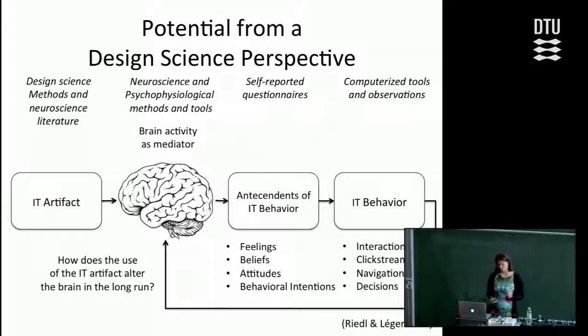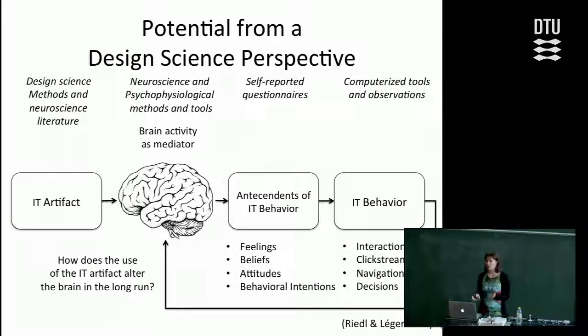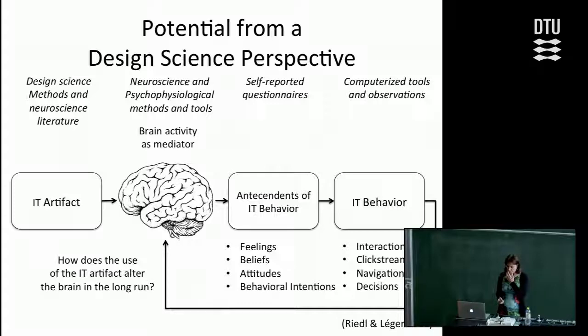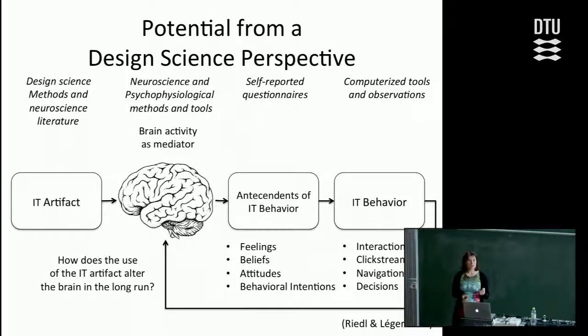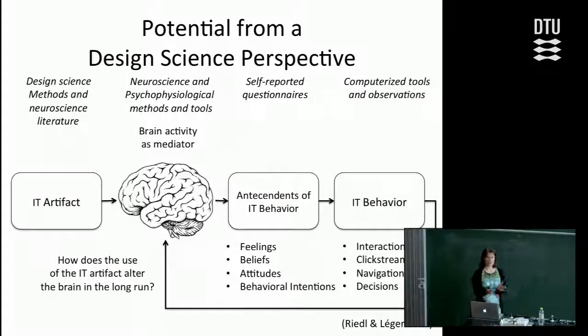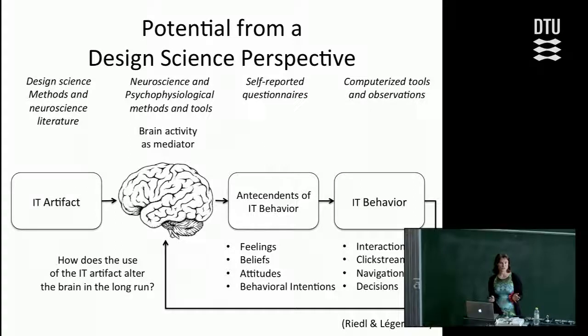So on the one hand, when you're building an IT artifact, a system or a model, you can use neuroscience literature to guide your design decisions. Every engineer knows that there are tons of design decisions on the way, and for many of those design decisions, neuroscience literature can help to make that decision. Then there is the possibility of using brain activity as a way to evaluate different alternatives, different design artifacts. For example, which one is better in terms of cognitive load? Which website is creating more feelings of trust? So these are questions you can use in your evaluation.